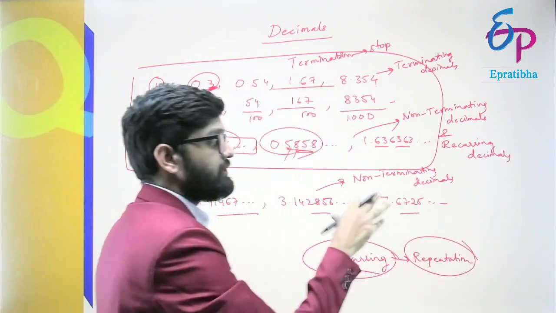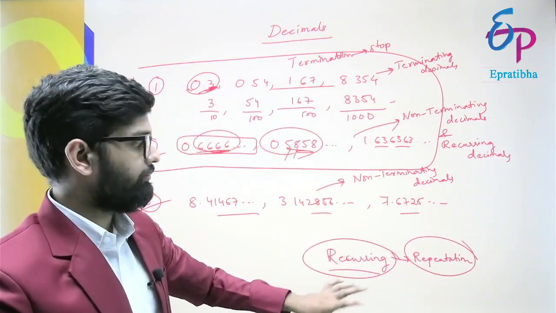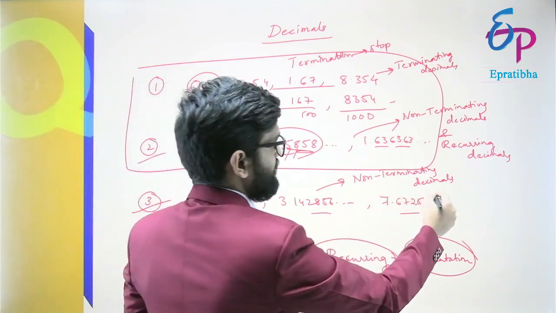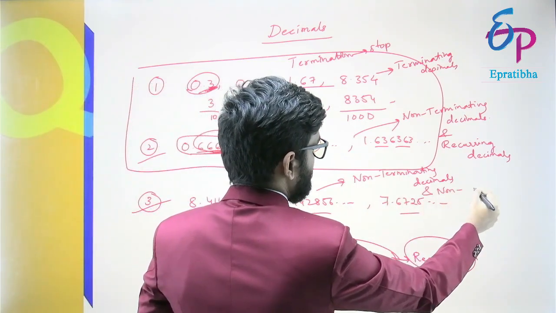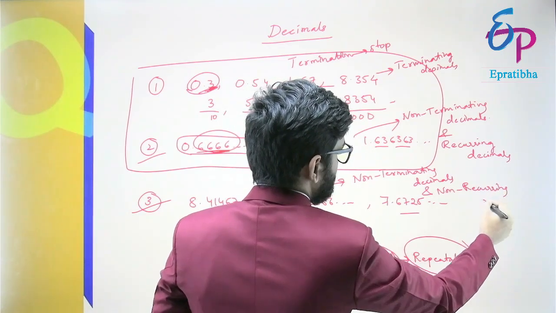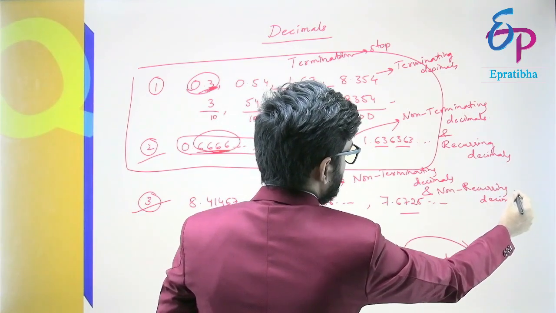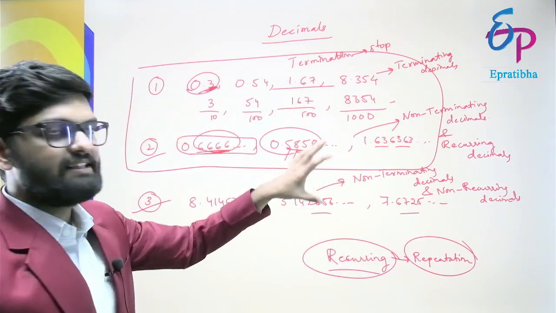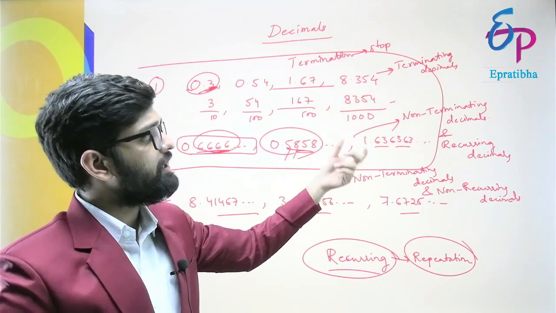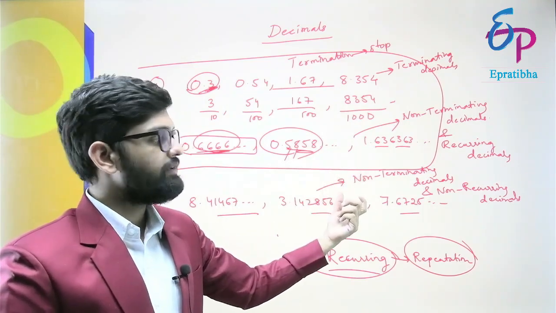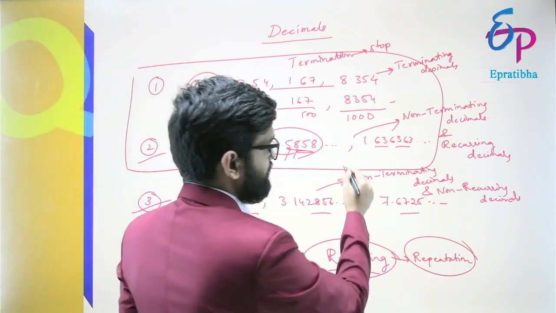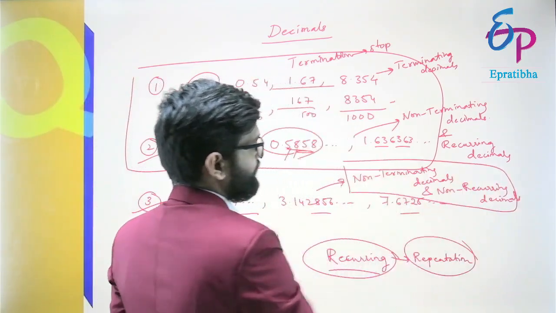But are the decimals being stopped here? No. But are the decimals being repeated here? No. So these decimals are called non-terminating and non-recurring decimals. So these are basically 3 types of decimals. First one is terminating decimal, second one is non-terminating and recurring decimals, and the third one is non-terminating and non-recurring decimals. The terminology of these 3 is very, very important.